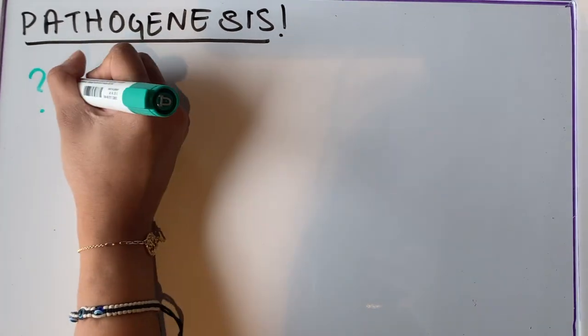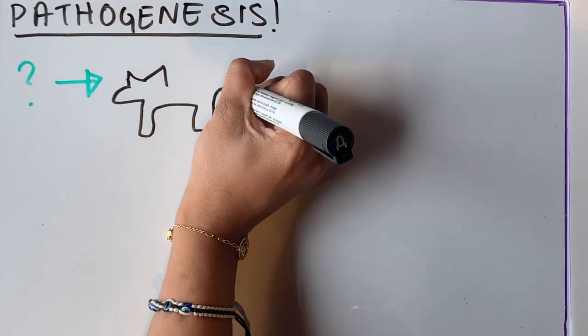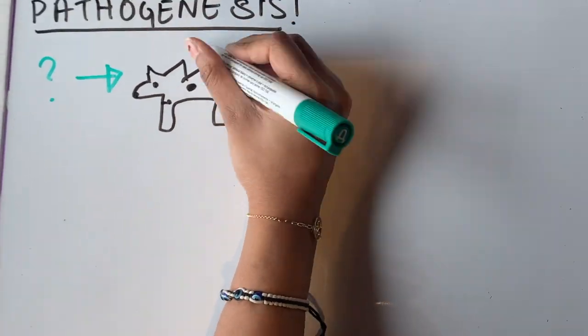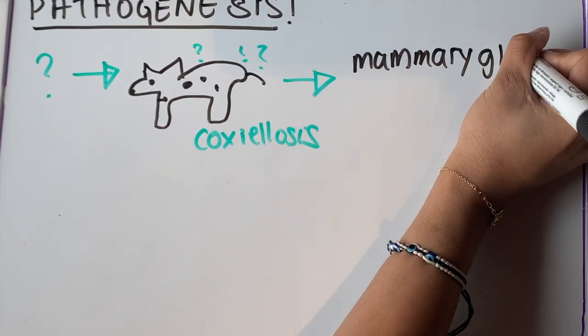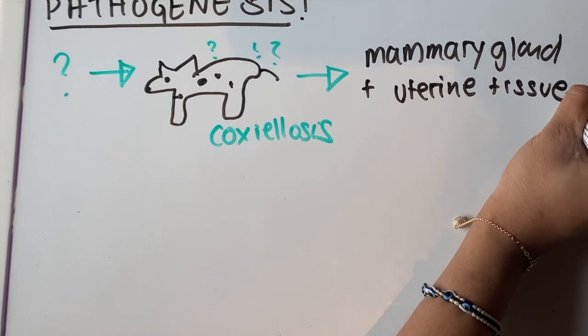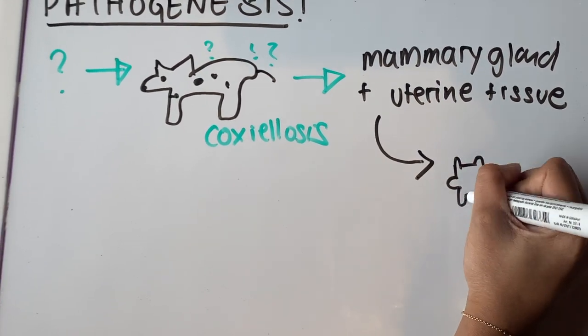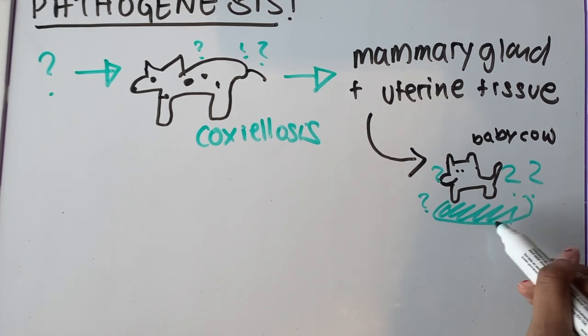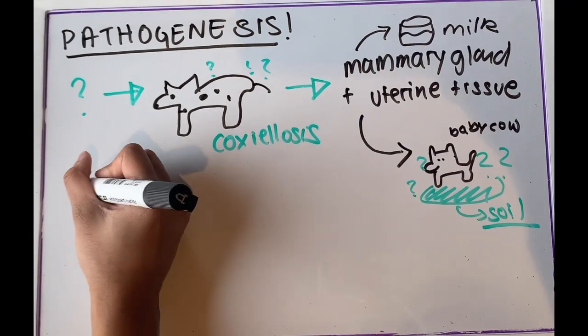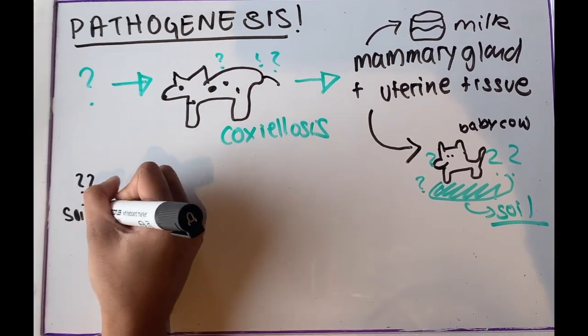So now let's talk about pathogenesis of Coxiella burnetii. In animals, C. burnetii can either be asymptomatic or cause coxiellosis, which tends to manifest as a chronic infection of the mammary glands and uterine tissue, where it replicates and spreads to the external environment in large numbers during parturition. And this is essentially the small cell variant.